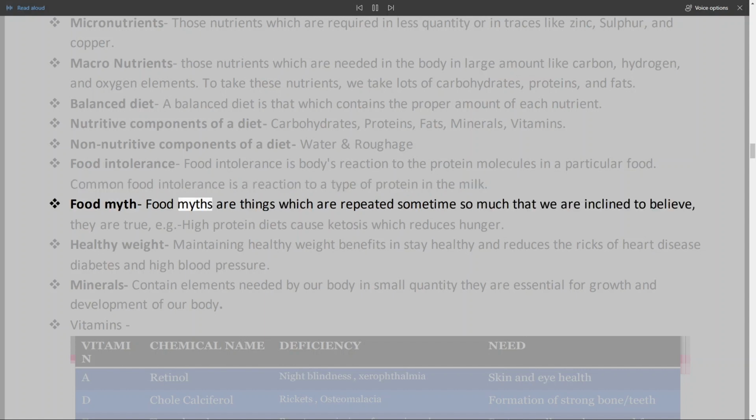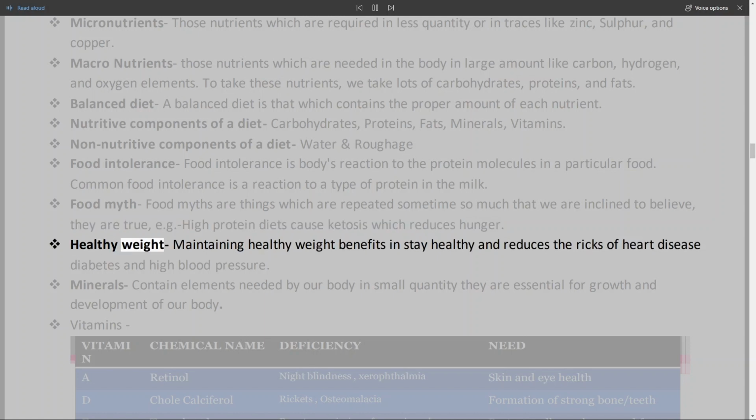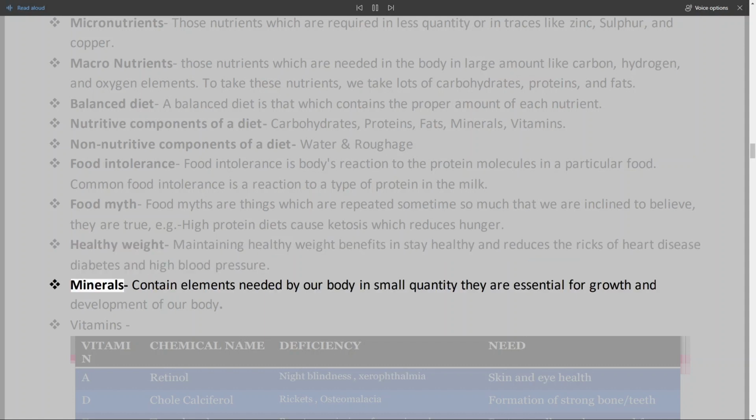Food myth. Food myths are things which are repeated sometimes so much that we are inclined to believe they are true, e.g., high-protein diets cause ketosis, which reduces hunger. Healthy weight. Maintaining a healthy weight helps you stay healthy and reduces the risks of heart disease, diabetes and high blood pressure. Minerals contain elements needed by our body in small quantity. They are essential for growth and development of our body.